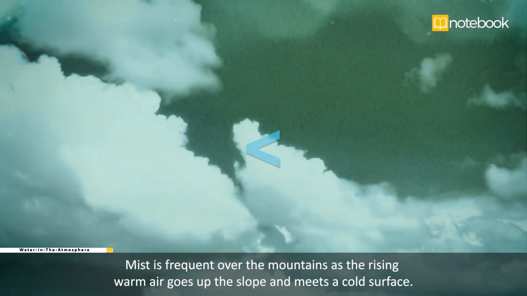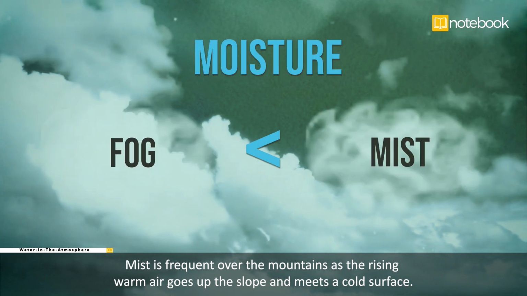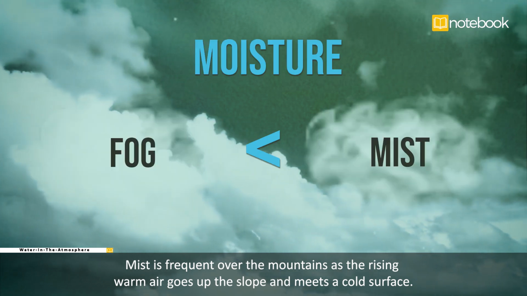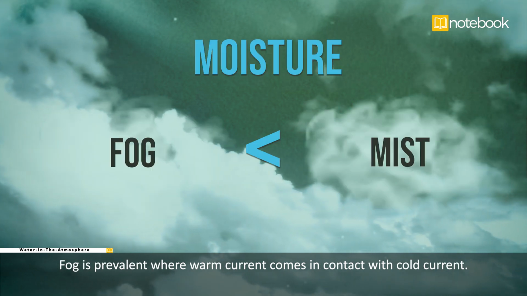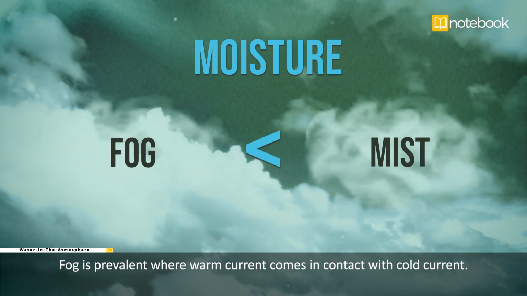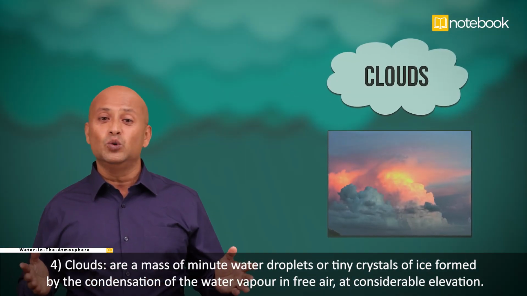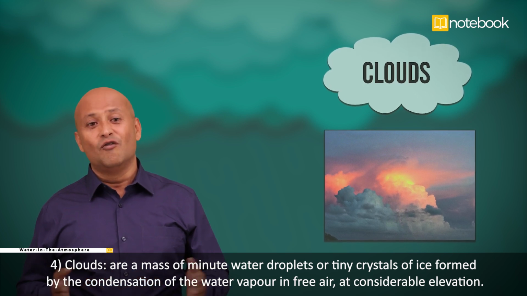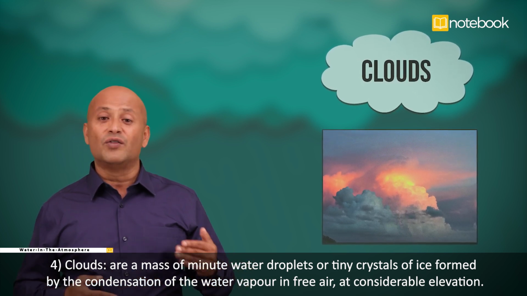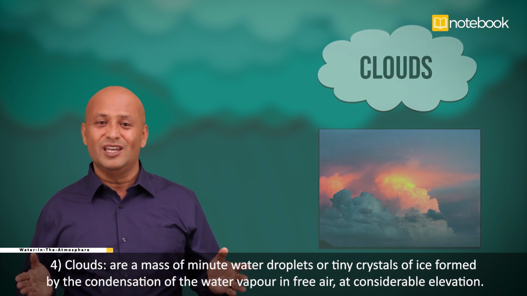Mist is frequent over the mountains as the rising warm air goes up the slope and meets a cold surface. Fog is prevalent where warm current comes in contact with cold currents. Clouds. Clouds are a mass of minute water droplets or tiny crystals of ice formed by the condensation of the water vapor in free air at considerable elevation.